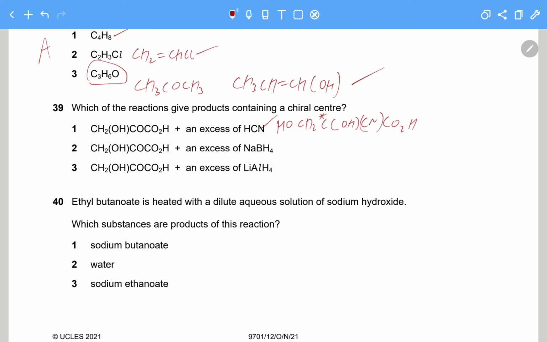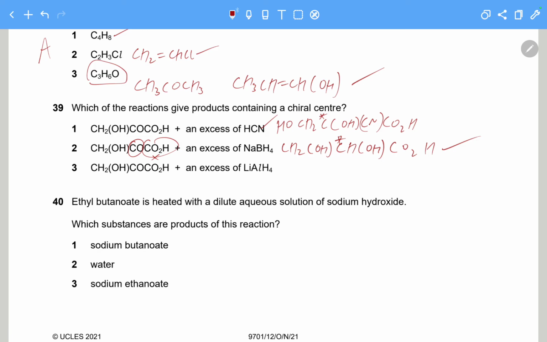And then CH2OH COCO2H and an excess of NaBH4. NaBH4 is a reducing agent. It reduces carbonyl compounds, but it does not reduce carboxylic acids. So it can reduce this group, but it will not reduce this group. So this will give CH2OH CHOH CO2H because the ketone is reduced to a secondary alcohol. And again, this has a chiral center right here. So this is also part of the correct answer.